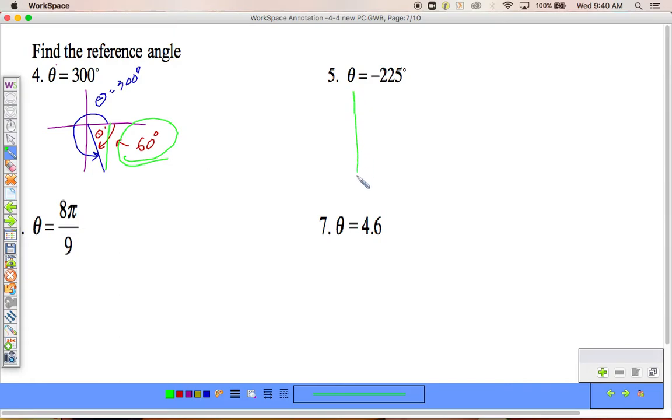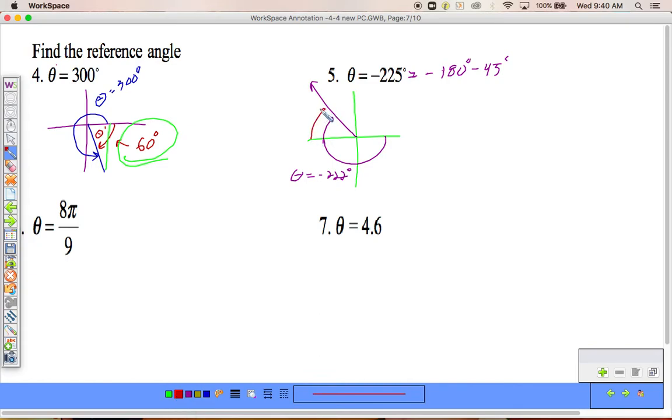So we'll do negative 225. For negative 225, I'm going to rotate down. So this is down 180, and then I need to go down another 45 degrees. That puts me here. It helps to draw the picture so you can understand where you are. So this is my theta, which is negative 225 degrees.